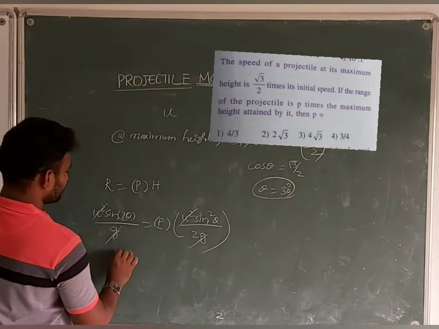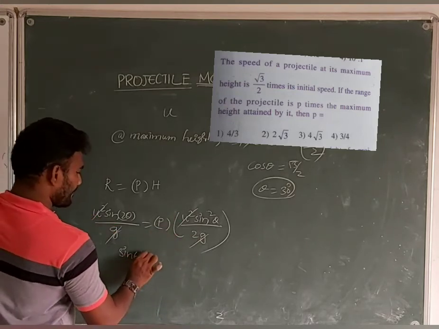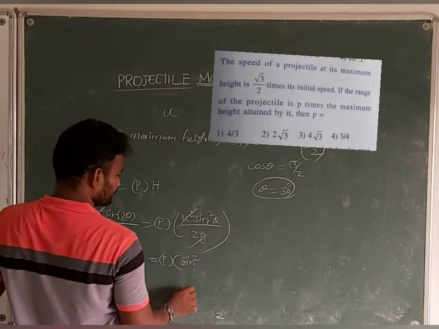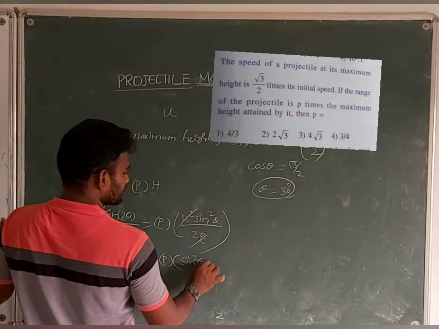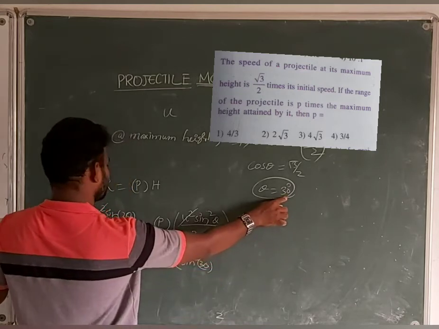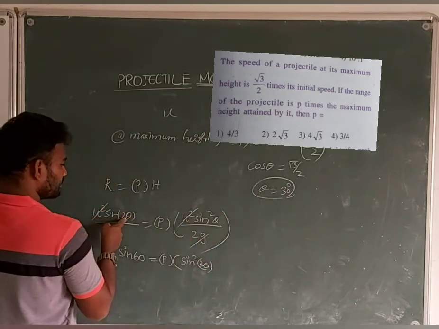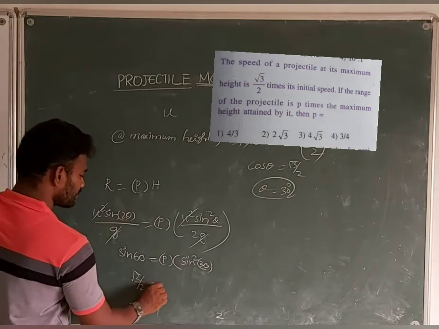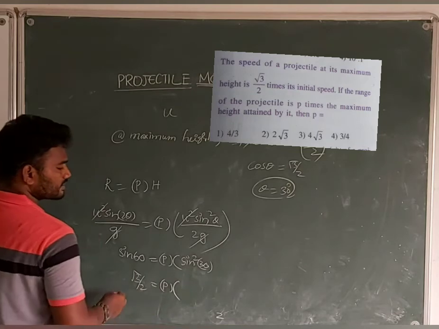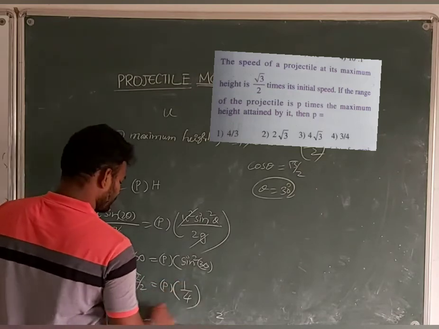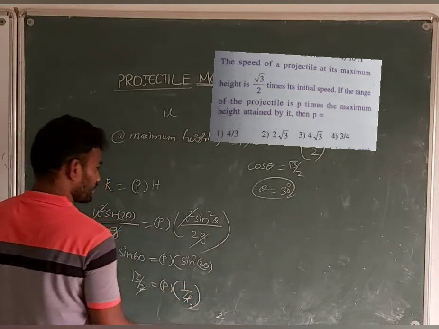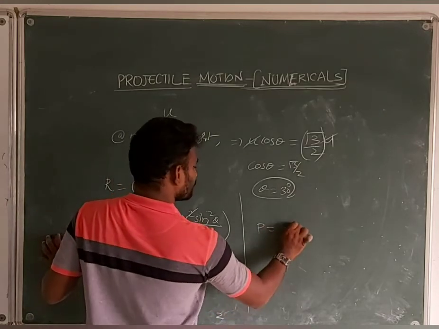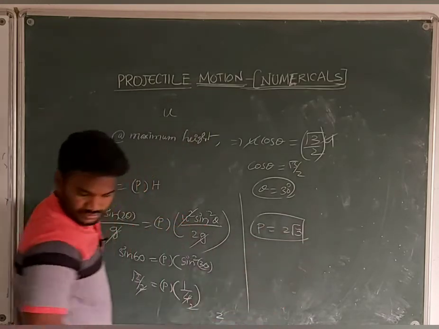Sine 2 theta, theta you already know. Sine 60 is equal to p into sine square 30. Students, theta is 30 degrees. That is why here I have substituted 60 for 2 theta. Root 3 by 2 is equal to p into sine square 30, which means 1 by 4. So what is the answer here? P is equal to 2 root 3 is the answer, students.